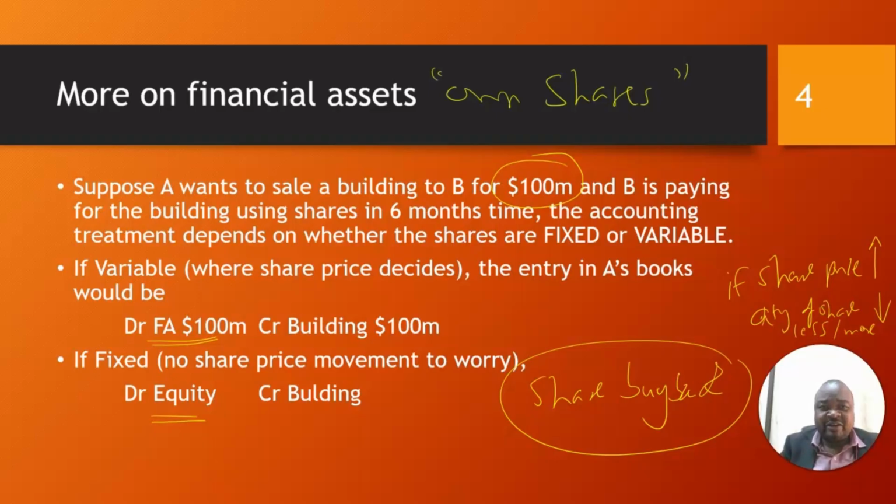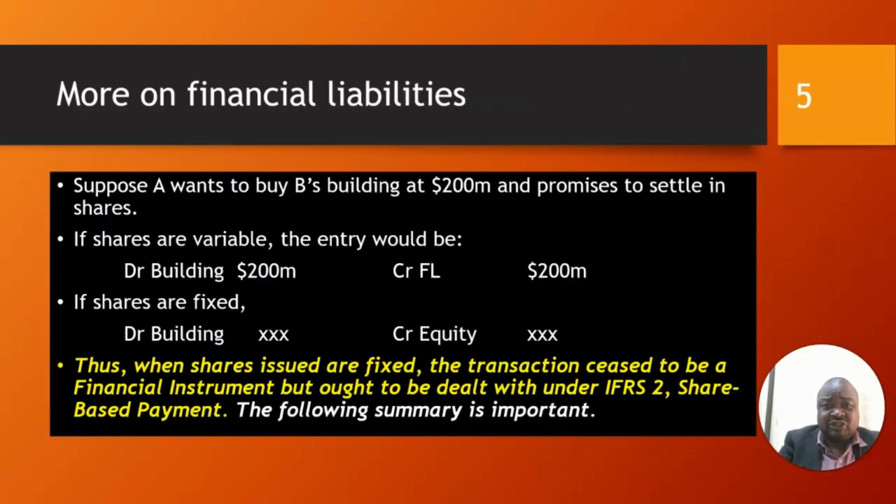It is shrinking, right? So the credit entry is the same in both cases, crediting the building because we are disposing of the building. However, the treatment, guys, is that clear? So if they are paying us with our own shares, then we are going to debit equity. Is that clear? Now, let us look at another situation where we are also in the own shares paradigm. We are still in the own shares paradigm.